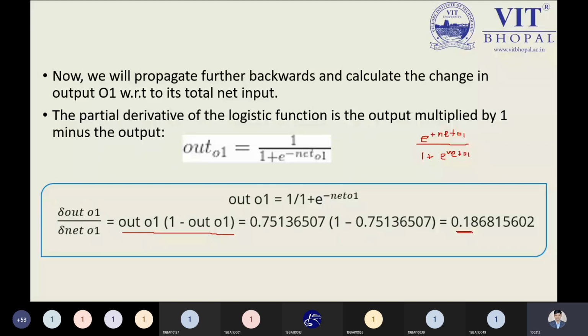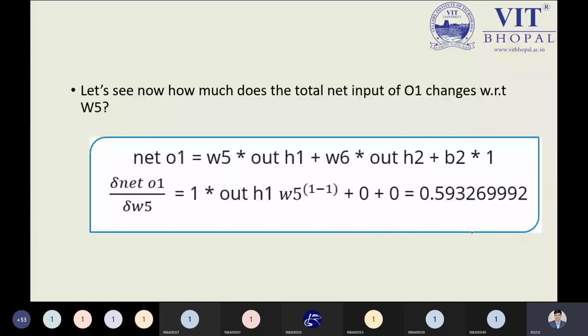Now we will put these values in, and after that, let us see how much the total net value O1 changes with respect to W5. So what is the formula where W5 and net O1 are coming together? As I told you, when we calculated the net O1 value, W5 and net O1 values come together. So just use that formula to apply the partial derivation, and do nothing else. You just apply the derivation on such formula with respect to W5, and you will get it.